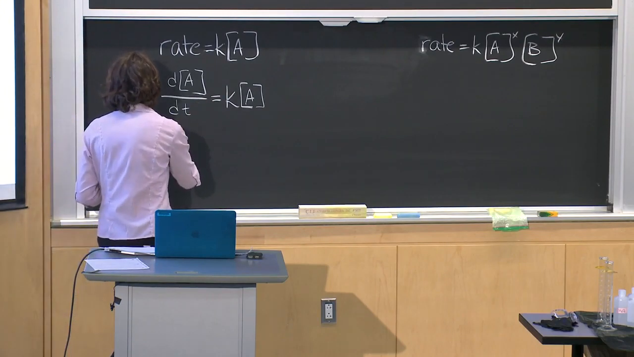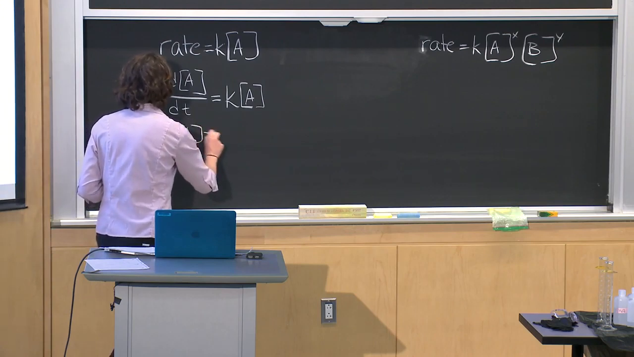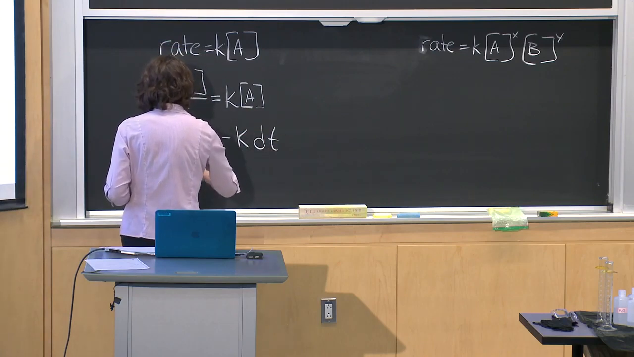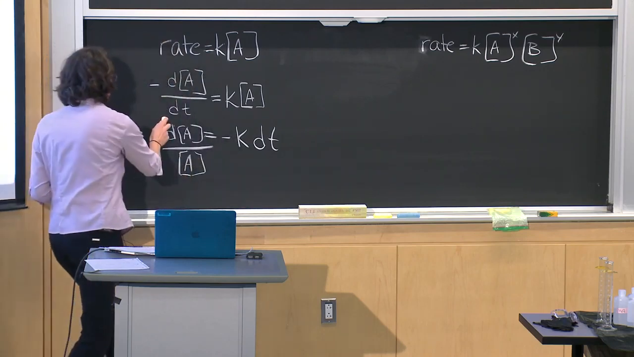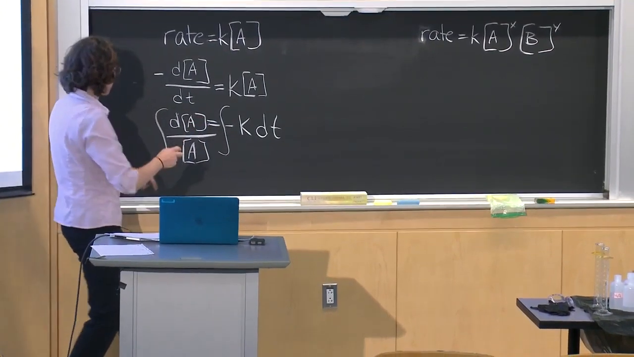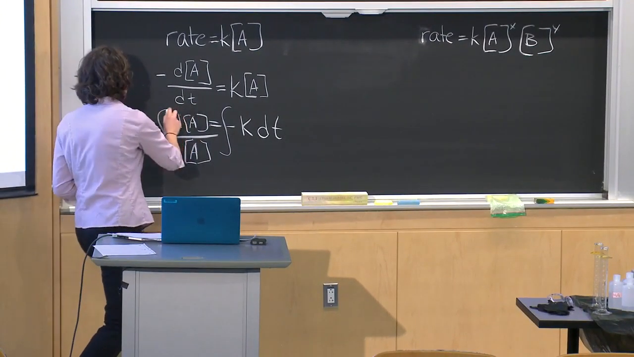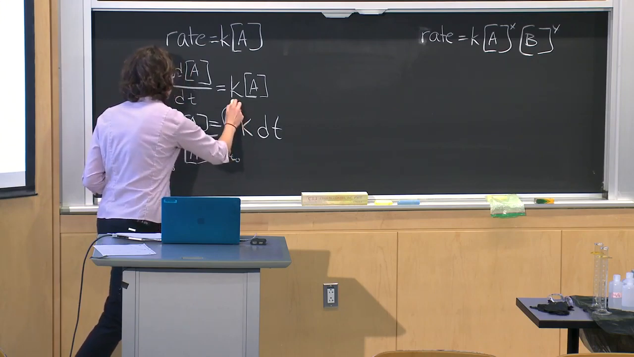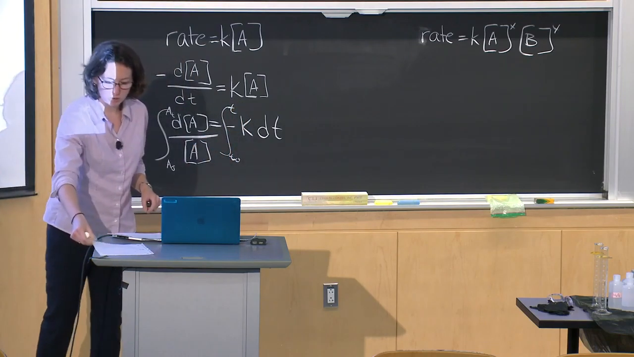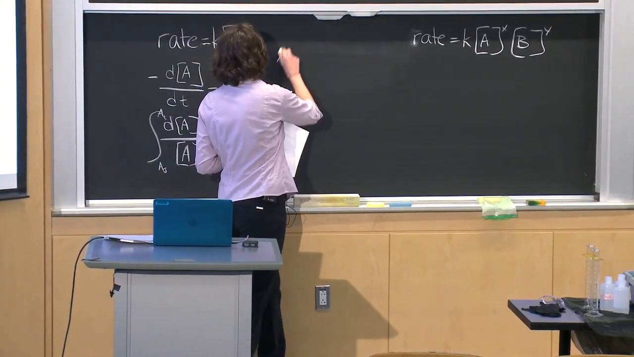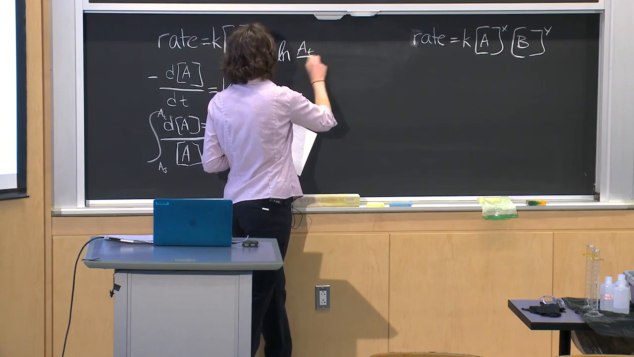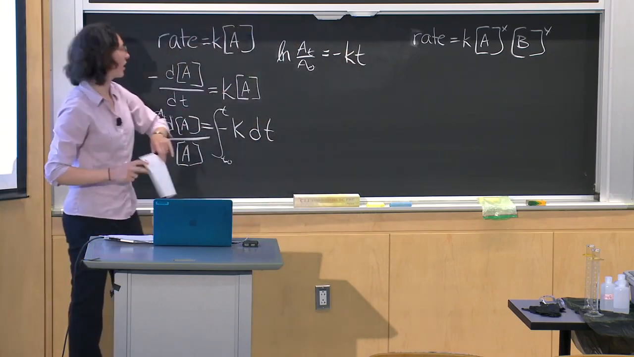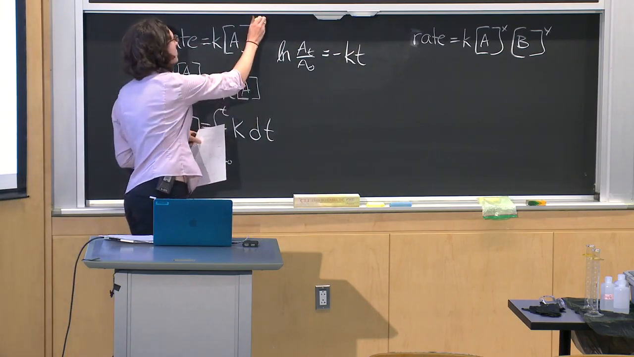So if we move everything over, rearrange it, and integrate both sides of this, if we integrate this side from your initial concentration to your concentration at some time, and this side from T equals 0 to some time T, then if you do that math out, you will get the natural log of... and this is your integrated rate law if your exponent here equals 1.